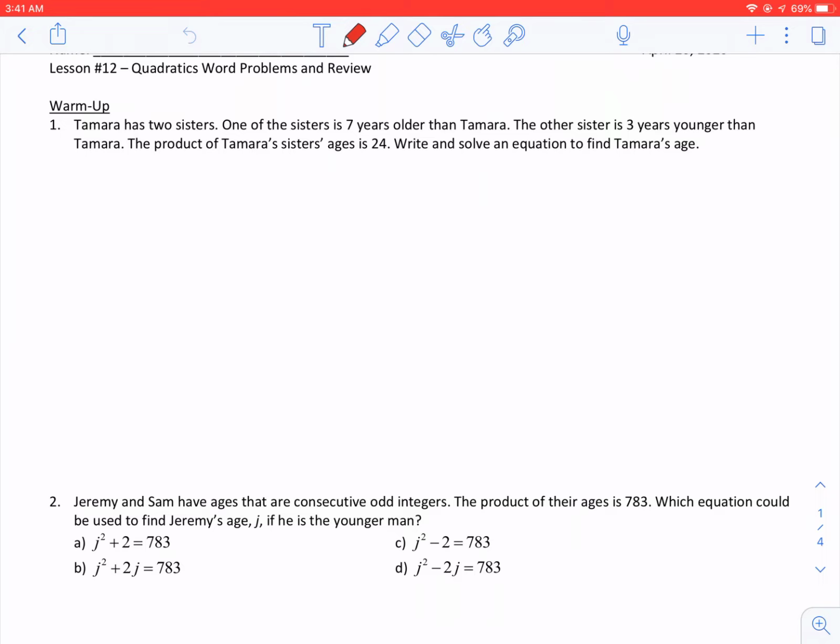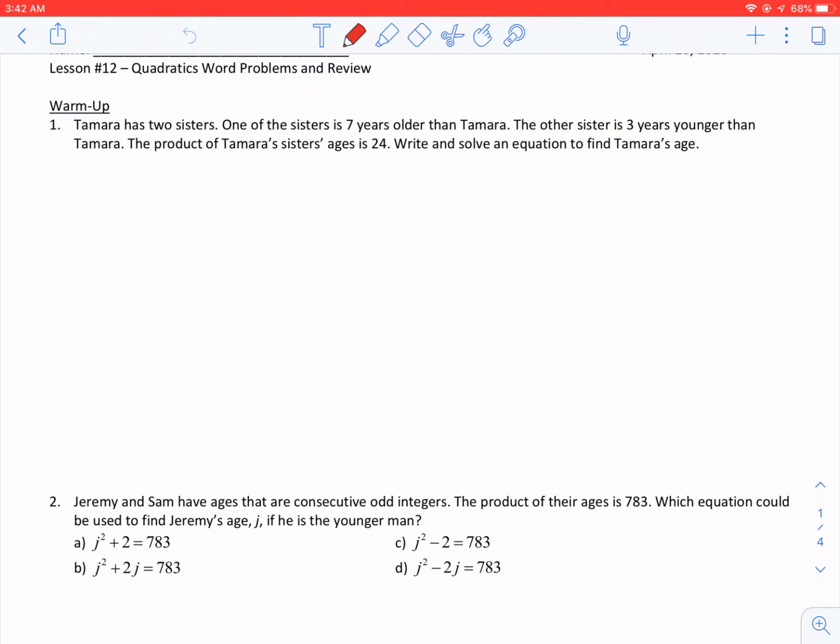For this warm-up, why don't you try setting up an equation for each one of these, and seeing if you're able to do 1 and 2. You might want to write a let statement and define all your variables. Go ahead and pause the video, give that a shot.